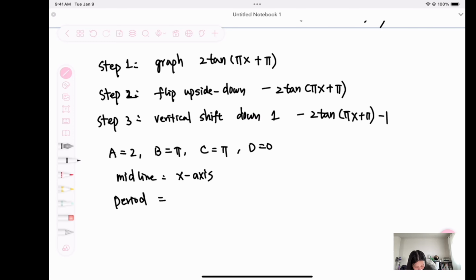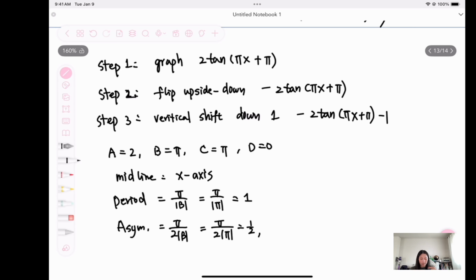All right, let's find the period first. The period is equal to pi divided by the absolute value of B. Our B is equal to pi, so that means the period is equal to 1. After we found the period, we can work on the asymptote, which is pi over 2 times the absolute value of B, which is pi over 2 times the absolute value of pi, which is every 1/2. Since they repeat every 1, your asymptotes are at 3/2 or 5/2 and continue.